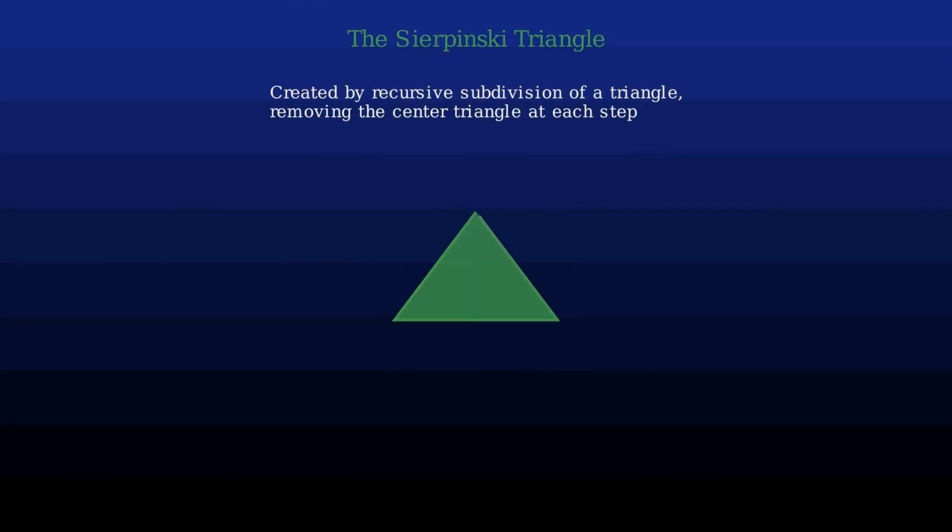The Sierpinski triangle starts with a solid triangle. The process involves removing the center triangle and continuing this recursively. With each iteration, the pattern becomes more complex, showing self-similarity at different scales. When we zoom into any part of the Sierpinski triangle, we see a pattern that resembles the whole.